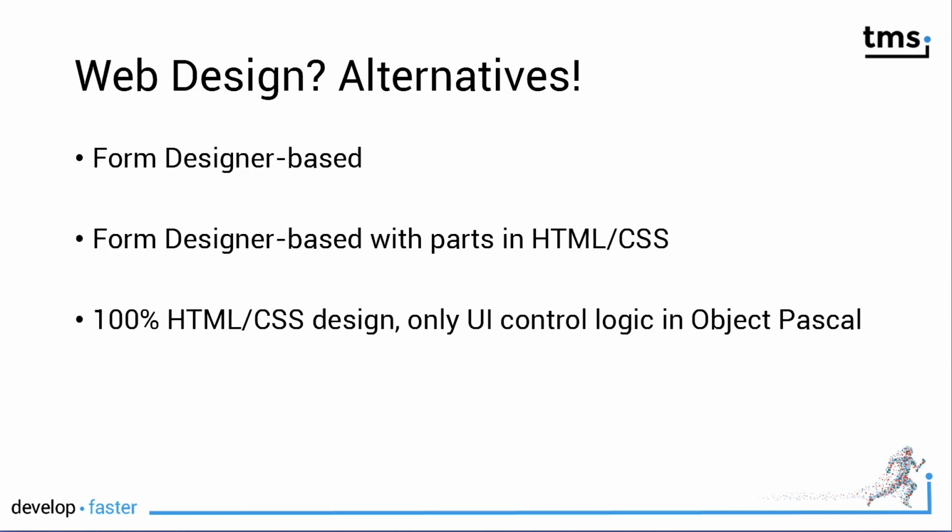With regards to web design, TMS Web Core has three alternatives. The form designer-based approach, this is what we will focus on today, with the second approach where you can add HTML, CSS to the properties in this form designer object inspector, I should say. So those two are the ones to get started with. However, the criticism that a lot of web frameworks before TMS Web Core got was that it was difficult to build real web applications that don't look like desktop applications that have just been ported to the web.